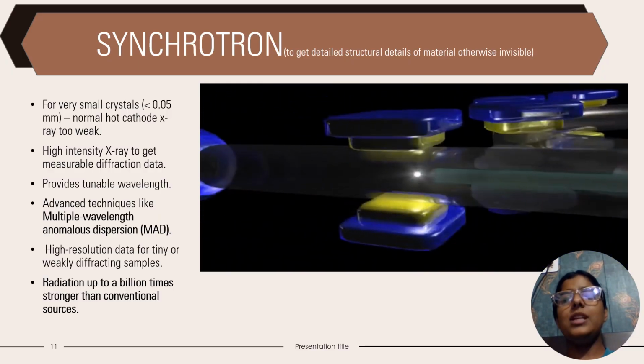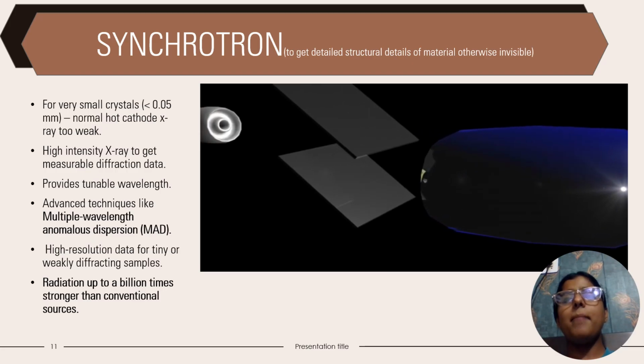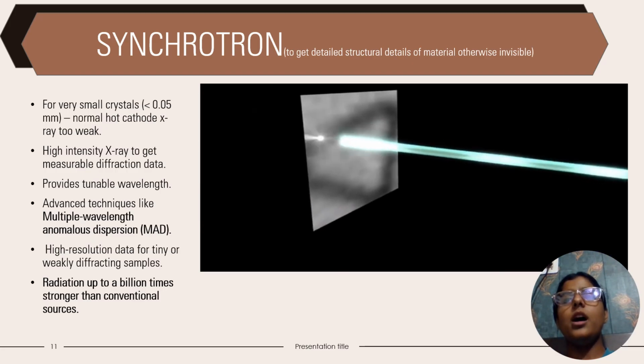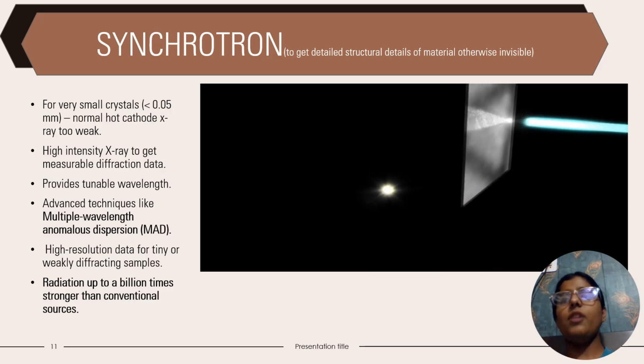When the path of these high-speed, high-energy electrons is bent by magnets inside the storage ring, a natural phenomenon occurs to produce an extremely bright, brilliant light. Beam lines capture, manipulate, and direct this light onto samples.